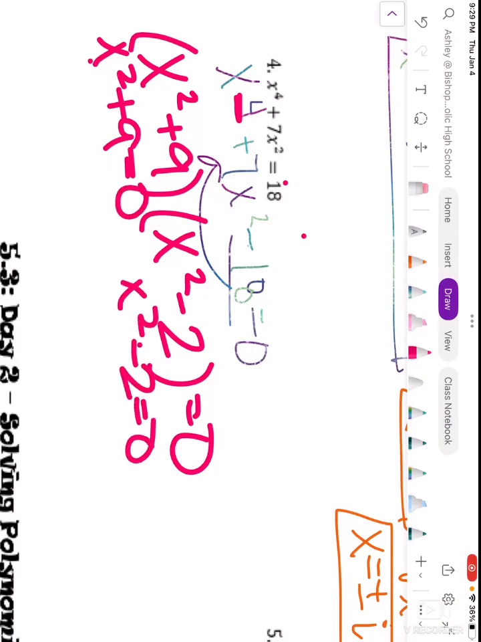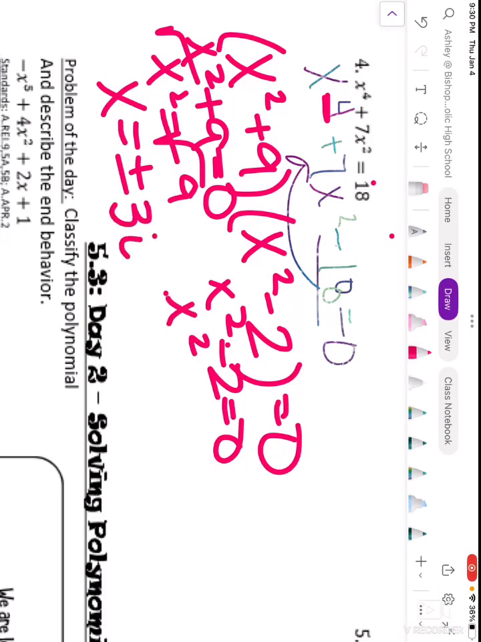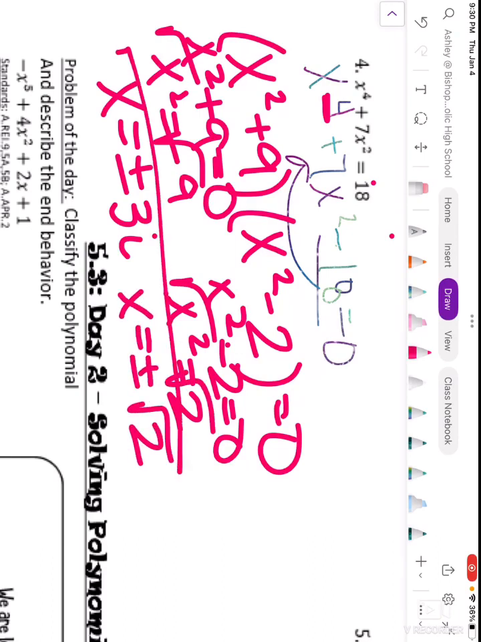So we would subtract the 9 over, then we square root that. The square root of negative 9 is going to be positive or negative 3i. And then here we add the 2 over, square root it, so x is positive or negative square root of 2. There's all my answers.